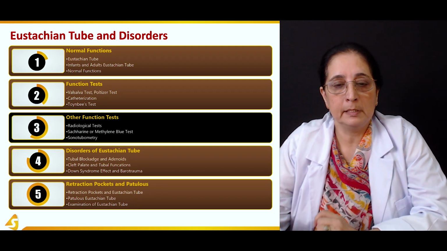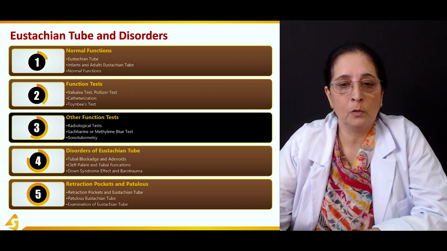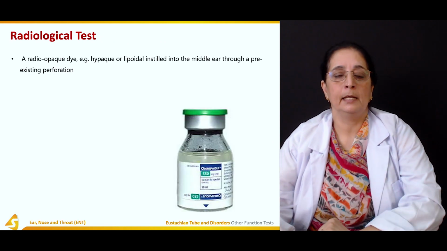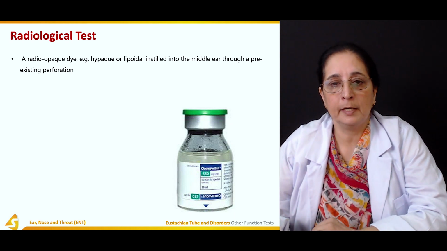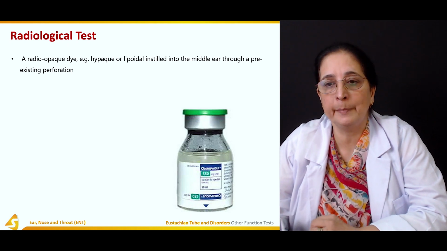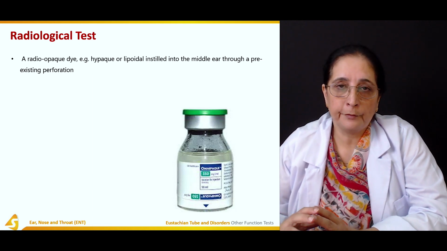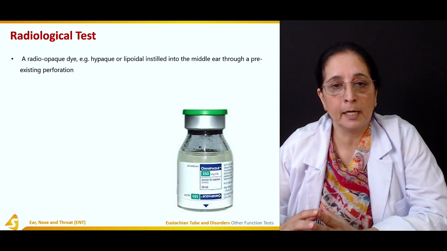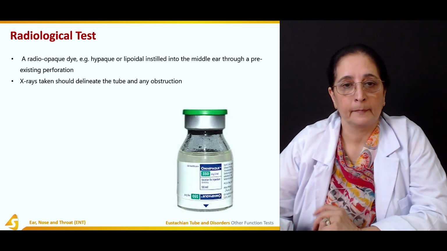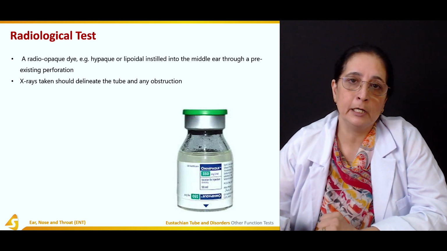Then we will talk about the saccharin or methylene blue test, and then sonotubometry. The radiological test uses a radio opaque dye, for example Hypaque or Lipiodol, instilled into the middle ear through a pre-existing perforation. So if there is a perforation in the tympanic membrane, a radio opaque dye is inserted through that perforation, and then x-rays are taken to delineate the tube and any obstruction.